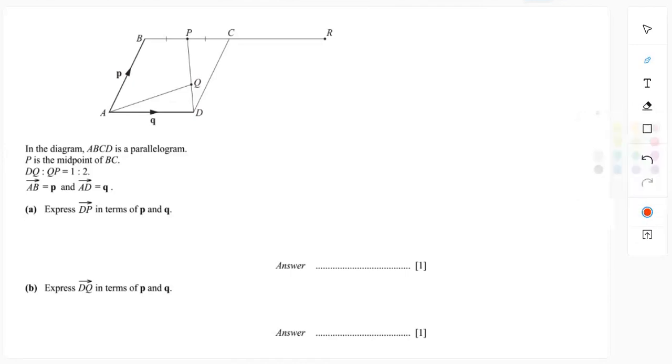Now, you have some further information given. P is the midpoint of BC. So P comes right in the middle of B and C. AB is equal to P and AD is equal to Q. AD is equal to Q. ठीक है, ये आपको information दी हुई है. You have to express DP in terms of P and Q.